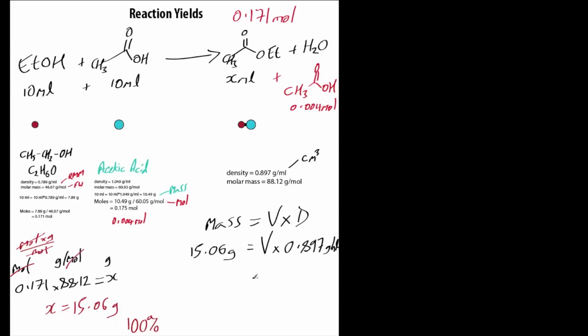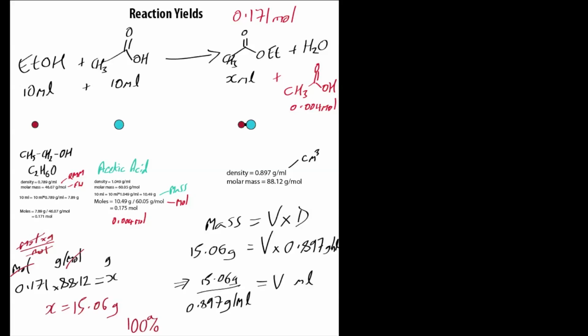Okay, right, so we need to now divide both sides by the density in order to leave the volume on this side. So the next step in that calculation is 15.06 grams divided by the density, which is 0.897 grams per mil, will give us the volume, and the units of that is mils again.